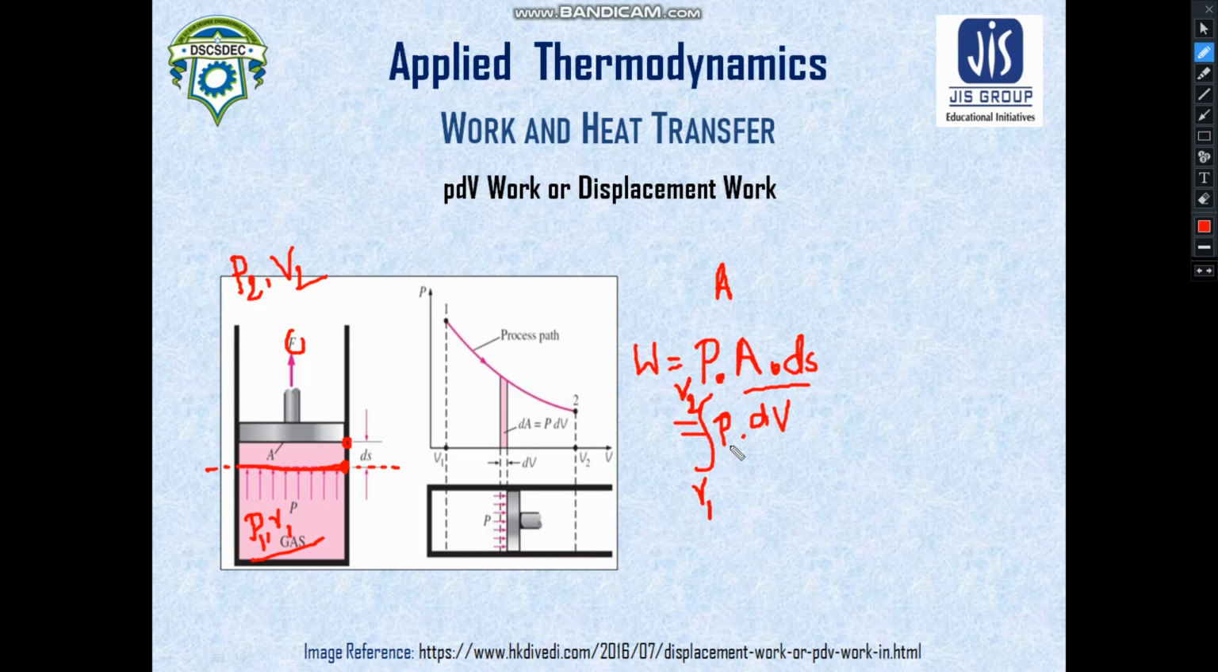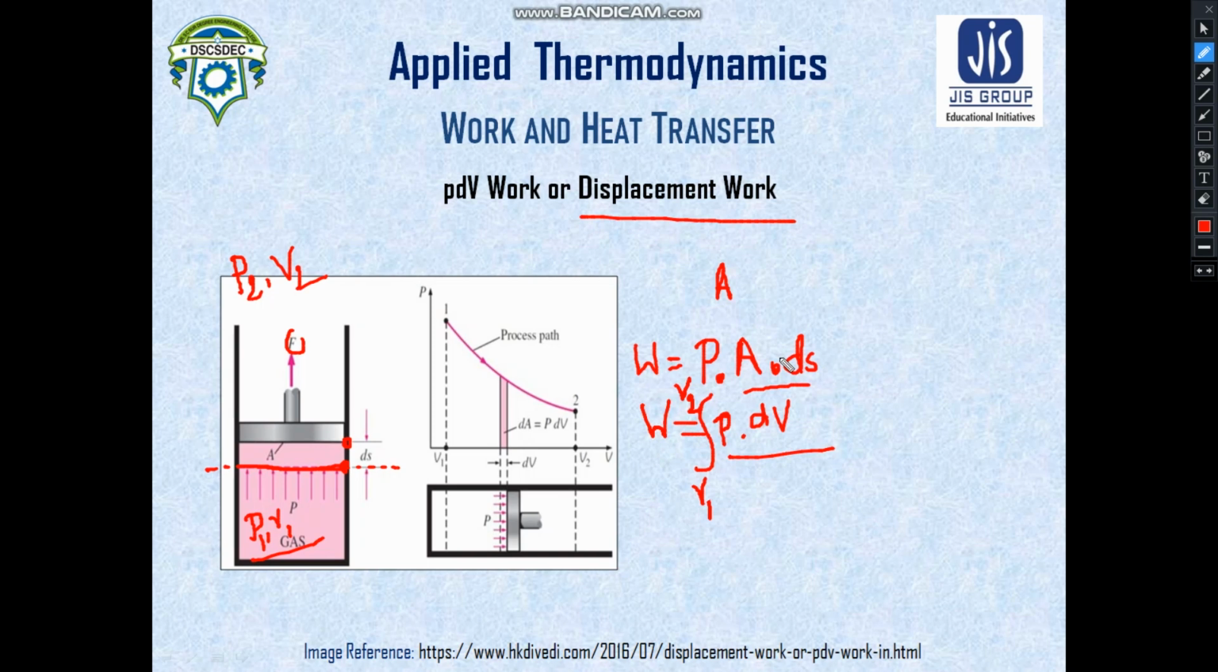We can't calculate the exact data. So this p can always be expressed as a function of v, so that the work done becomes very easy. Okay, so this pdv work or displacement work is now explained to you. I hope you have understood.